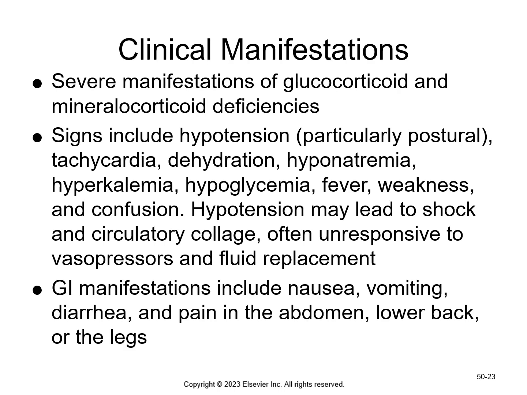So clinical manifestations of this are glucocorticoid and mineralocorticoid deficiency, which include hypotension, especially postural hypotension, tachycardia, dehydration, hyponatremia, and hyperkalemia. It's important that you note it's hyponatremia. Sodium level will go down and the potassium level will go up. So patients in Addison's crisis usually go into cardiac arrest because of this hyperkalemia.